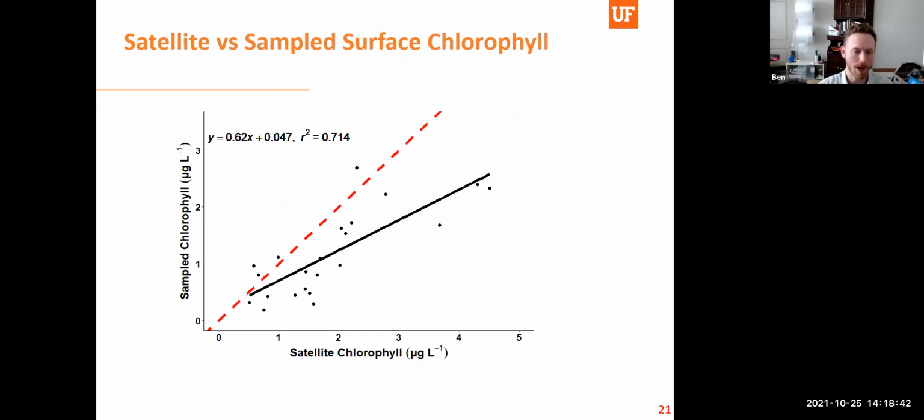And here's just a graphical comparison with the sampled chlorophyll versus satellite chlorophyll. Overall, the satellite chlorophyll values were higher, as you can see by most of the values lying under the 1-to-1 line, which is here with the red dashes. Especially when the satellite chlorophyll was around 4 micrograms per liter or more, we did not see a good comparison between that and the sampled chlorophyll values. And this could be due to the satellite maybe not penetrating far enough into the water column, or maybe there's some turbidity in the surface water that the satellite algorithm is interpreting as chlorophyll.